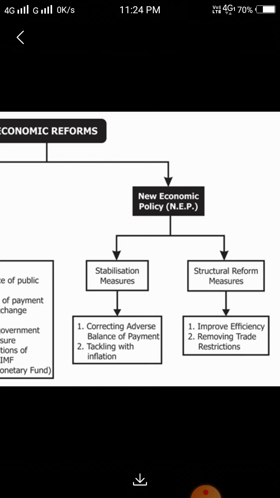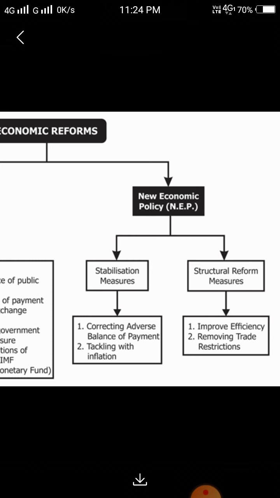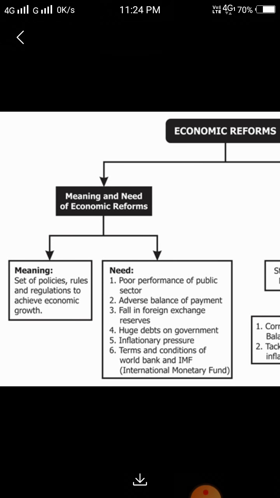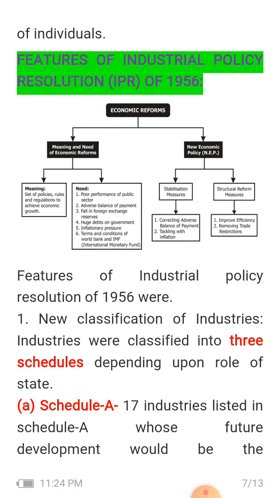These are the objectives of the New Economic Policy and the features of the New Economic Policy: stabilization measures and structural reforms, and meaning and needs of the New Economic Policy, right? The features of the Industrial Policy Resolution of 1956 were a new classification of industries. Industries were classified into 3 schedules depending upon the role of the state.